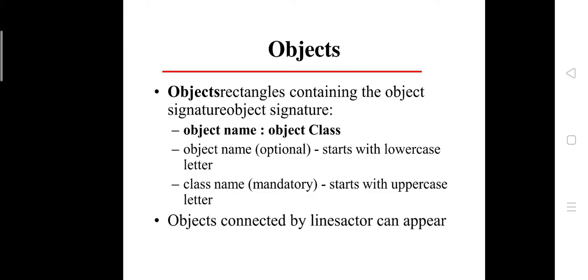Objects, the very first element, is an object. An object is nothing but a rectangle containing the object signature, that means the object name and object class. The object name is optional and starts with a lowercase letter, whereas the class name is mandatory, we need to specify to which class that object belongs, and it starts with an uppercase letter. Objects are connected by lines, and an actor can appear.